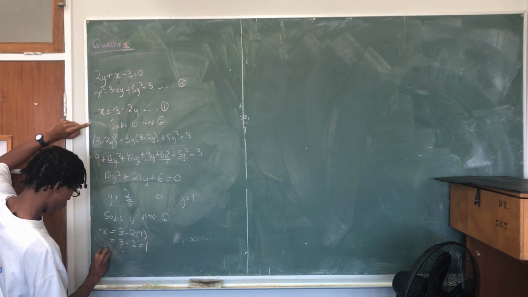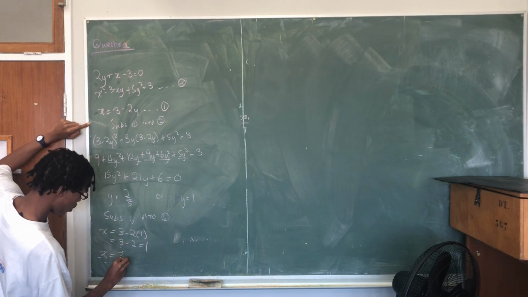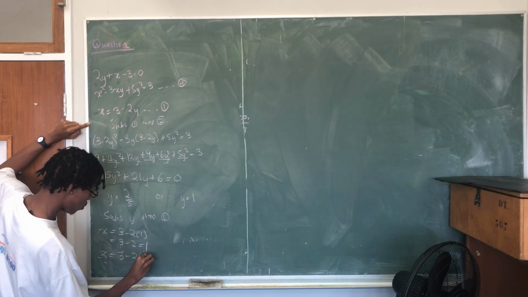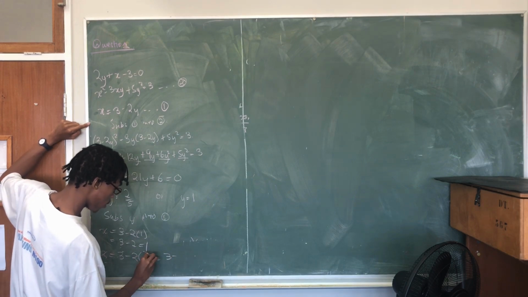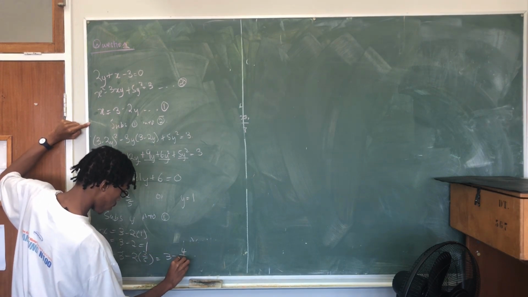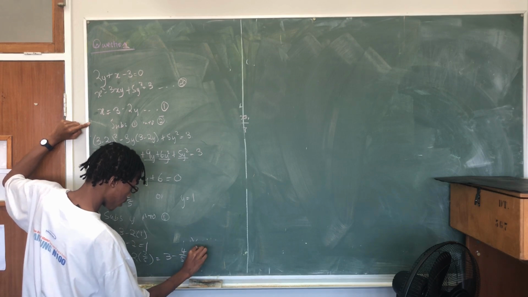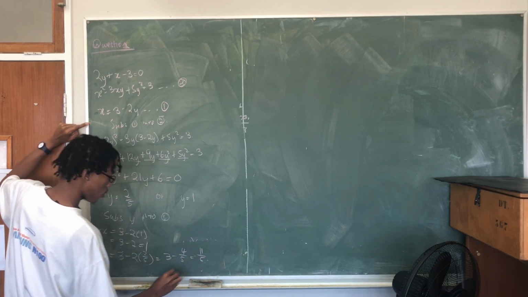And then x is equal to 3 minus 2 times 2 over 5. That becomes 3 minus 4 over 5. That becomes 11 over 5.